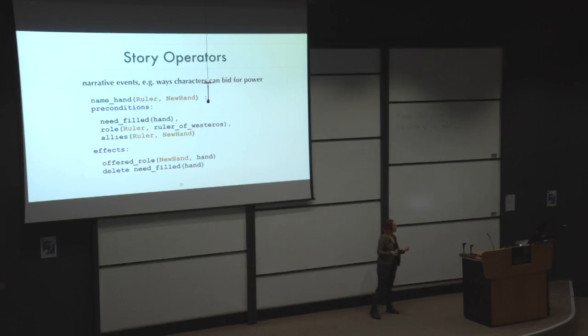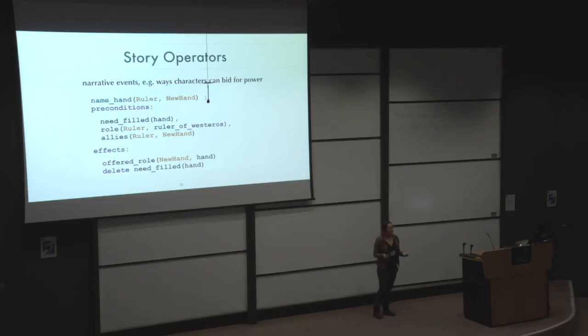So this is just one example of an operator in this domain, which is that the king can name a new hand, and you can see it has some parameters, ruler and new hand. And the preconditions are that we need the role of hand to be filled. The person who is the ruler in this operator is in fact the ruler of Westeros, and the ruler and the new hand are allies. And as a result, the effects we can describe as the new hand has been, in fact, offered this role, and then we also delete the fact that the hand needs to be filled.